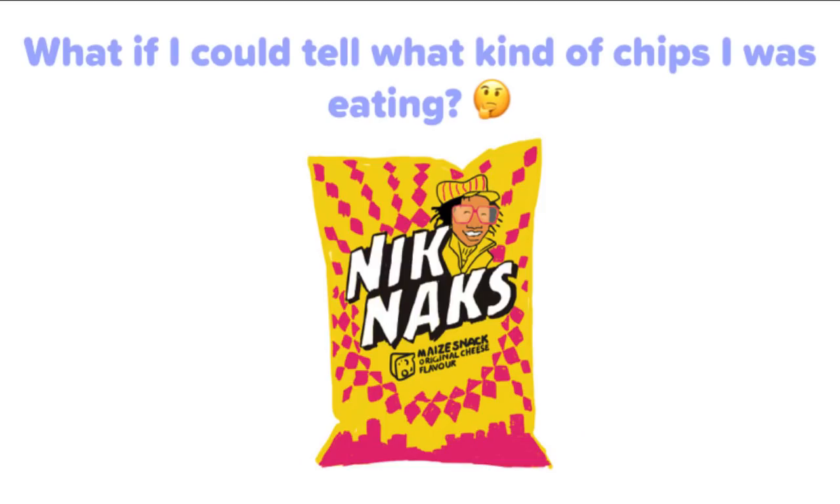Okay, so how do we do that? I've already chatted about what we're going to be building. So what if I could tell what kind of chips I was eating? This is a very silly example, but you could apply it to something much bigger and more effective. You could make something where a blind person can tell exactly what can of beans they're looking at, or what can they're holding in their hands. So it's a very simple example, so bear with me. It's kind of fun and playful, but just think of what more you could build with this kind of thing.